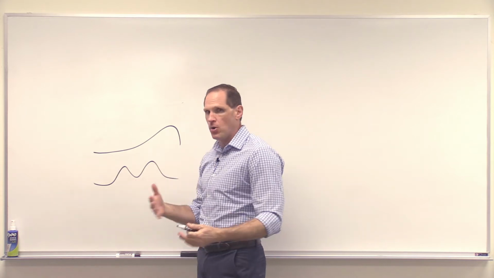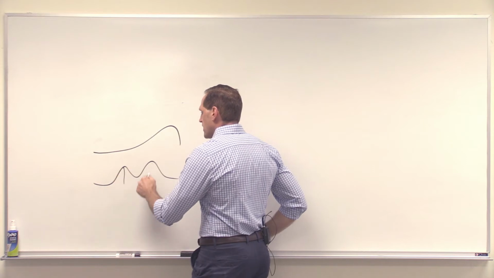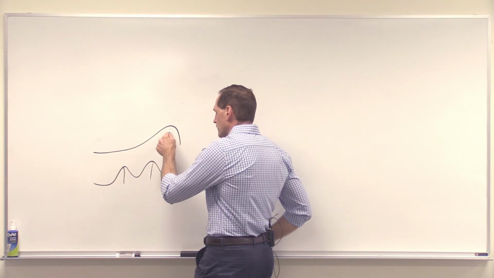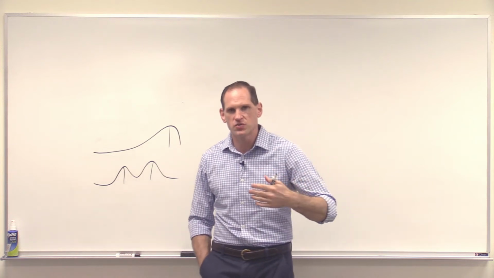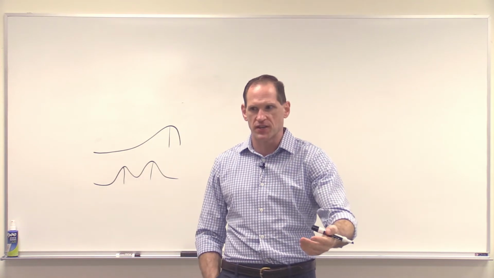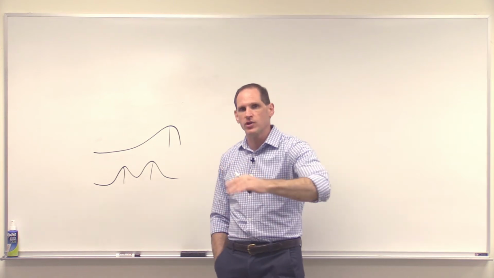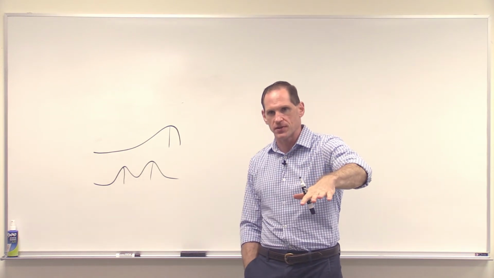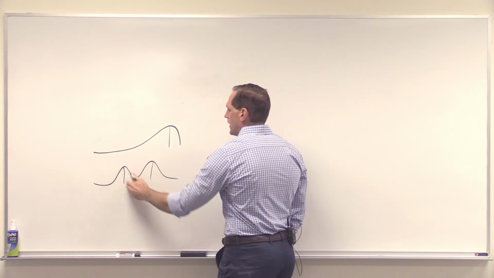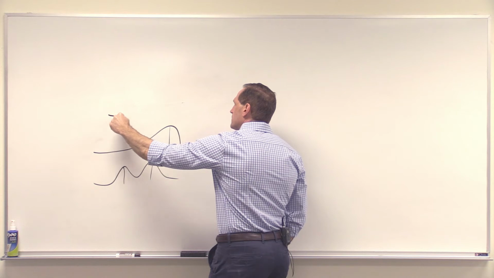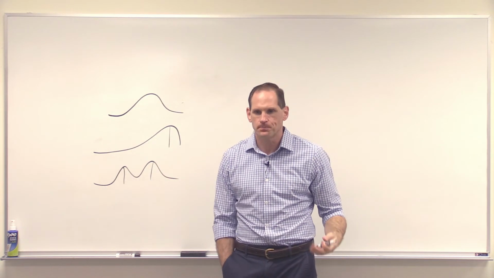Remember, mode means the most common occurrence. So in this case, this is the most common and this is the most common. Over here, the mode would be right there. The mode is one of what's called a measure of central tendency. One of the interesting things is that when you take random samples, what tends to happen is that no matter what the underlying distribution, your random sample tends to produce a normal distribution.